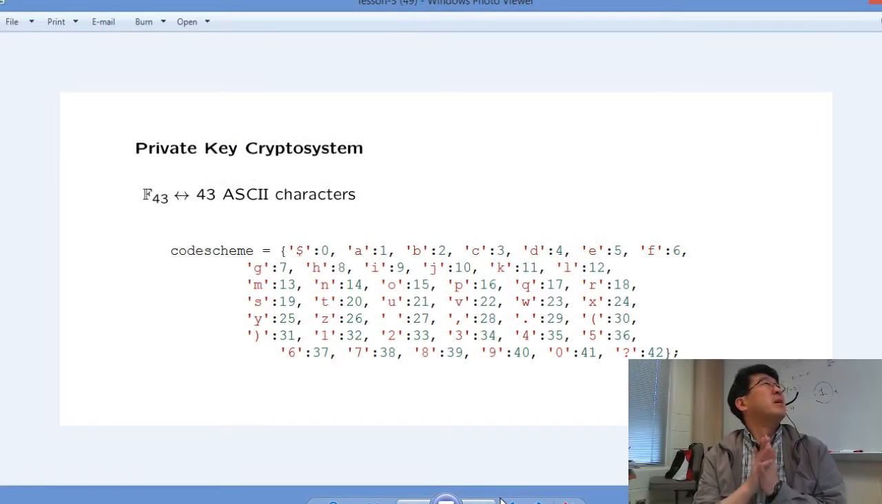So these days, this crypto system is usually introduced, and it's an important application of this number theory. So let me explain this thing. This is called a private key crypto system. This is actually very, very safe, very difficult to break.